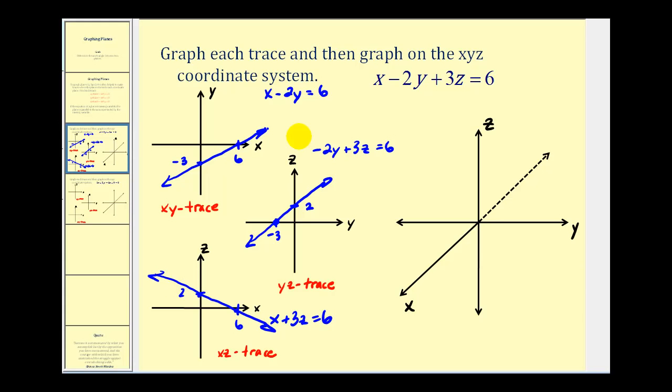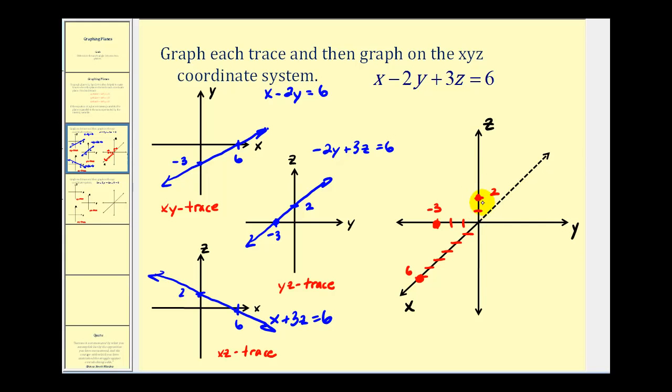So now that we have all of the intercepts, we can go ahead and plot them on the 3D coordinate system to sketch this plane. So we can see the x-intercept will be positive 6, so we'll go out 6 units along the x-axis. This point here is on the plane. The y-intercept is negative 3, so we'll go to the left 3 units. This point is on the plane. And then lastly, the z-intercept is positive 2, so we'll go up 2 units.